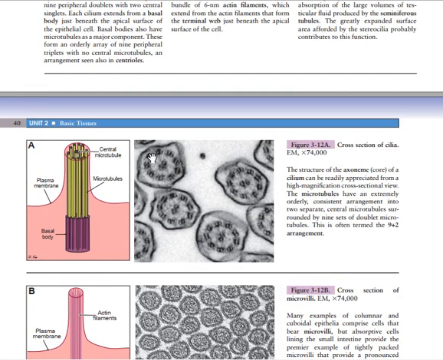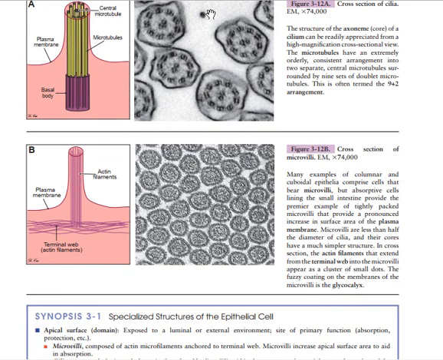So you see 1, 2, 3, 4, 5, 6, 7, 8, 9. These are the 9 doublets of microtubules located around the cilia, and then a central microtubule. Is it clear? So this is just the core of the cilia, and that core is called the axoneme. It is called a 9+2 arrangement. There are 9 doublets at the periphery and the central microtubules.